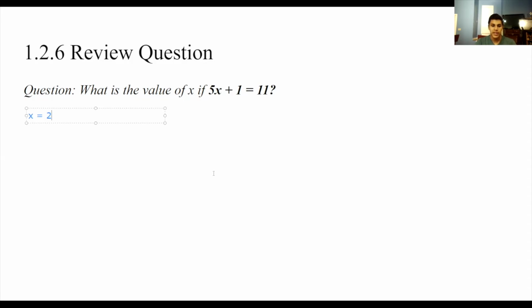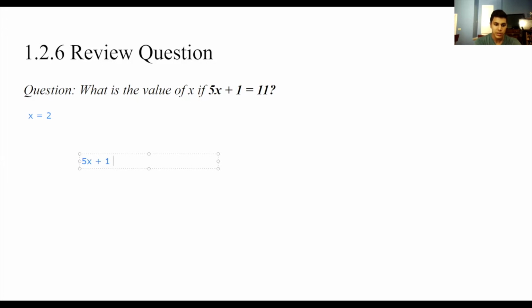Our equation right now is 5x plus 1 equals 11. On the left side, I don't want that plus 1. I just want it to be 5x, because then I'll have all the variables on one side of the equation. So I need to get rid of that plus 1. Since it's a plus 1, I have to subtract 1 from both sides of the equation. In other words, I have to do the opposite operation to get rid of the plus 1.